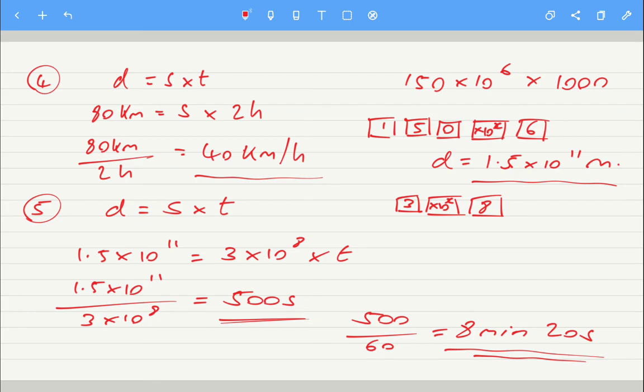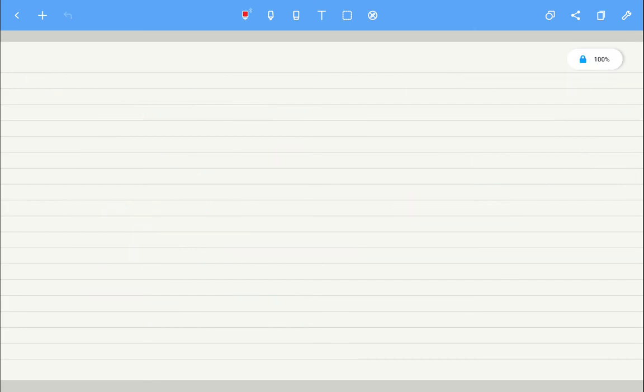Let's finish one more then. So number 6, which is actually a lot easier than number 5 in this instance. So number 6 is, so distance is speed times time yet again. So distance is a kilometre, which is 1,000 metres, equals the speed, which is 330 metres per second, times the time taken.